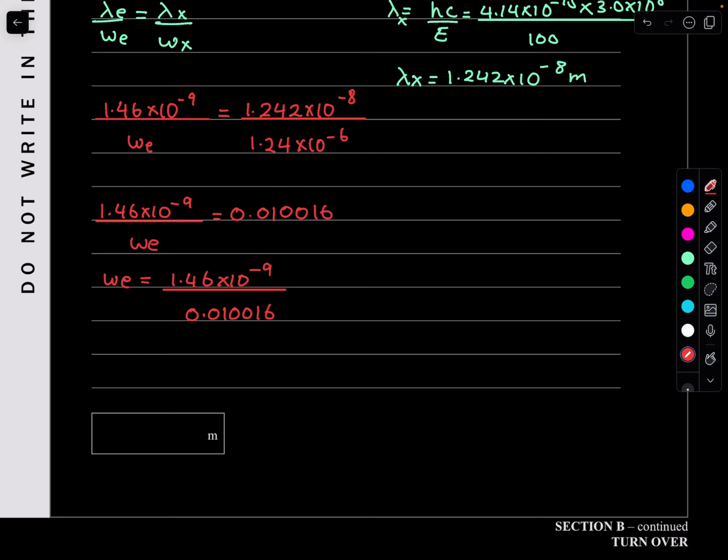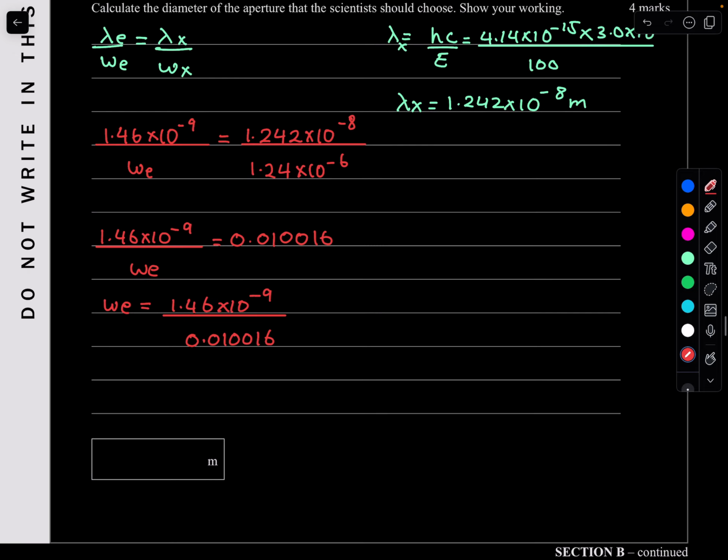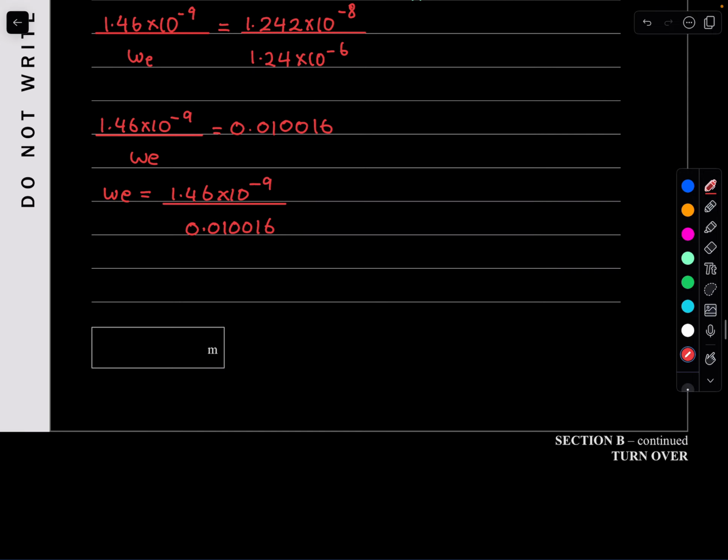So 1.46 times 10 to the negative 9, like that. So I get my answer now. So let's see what it is.